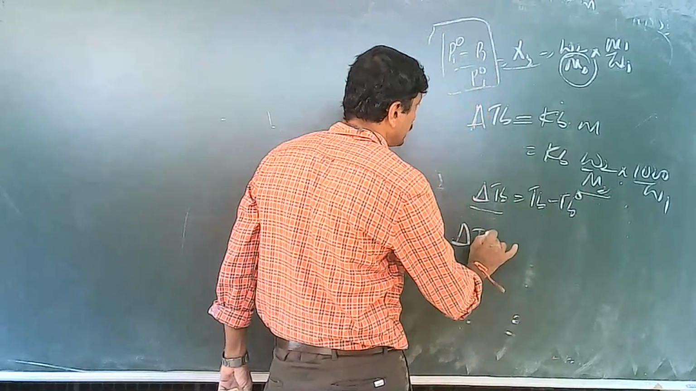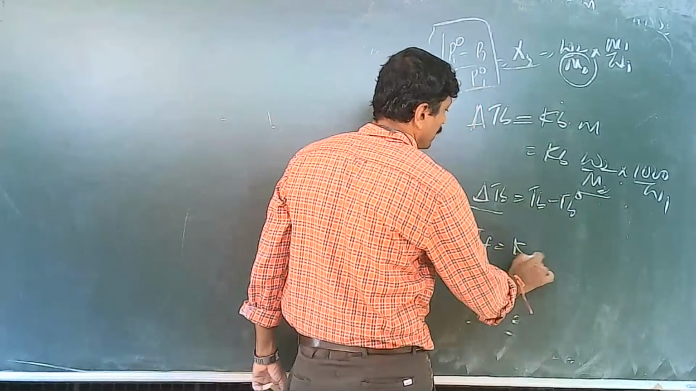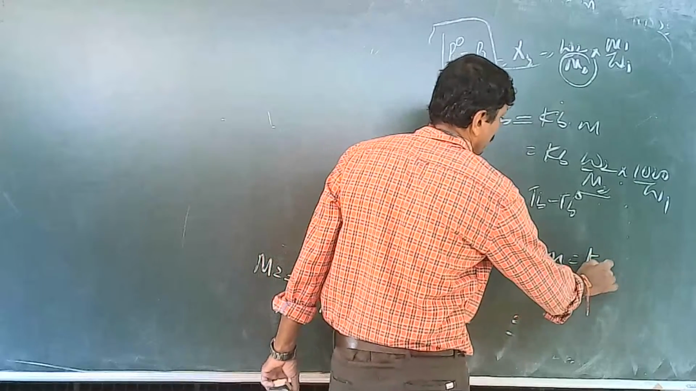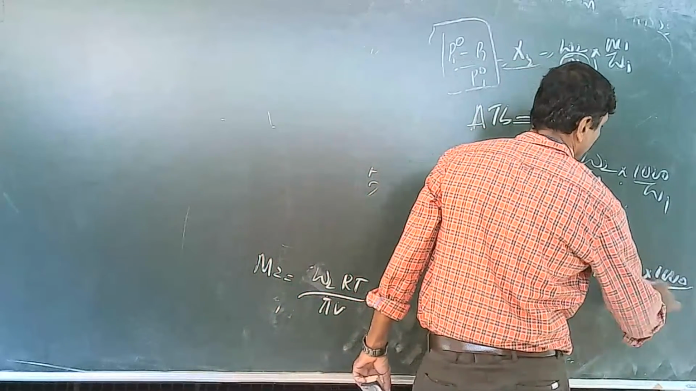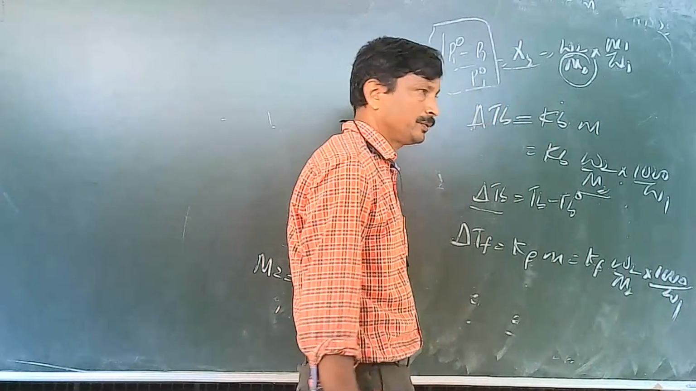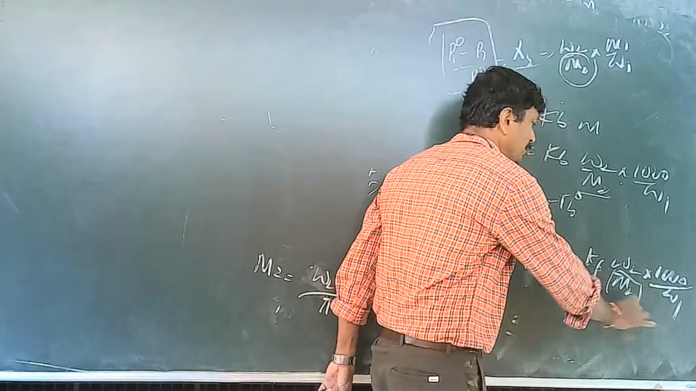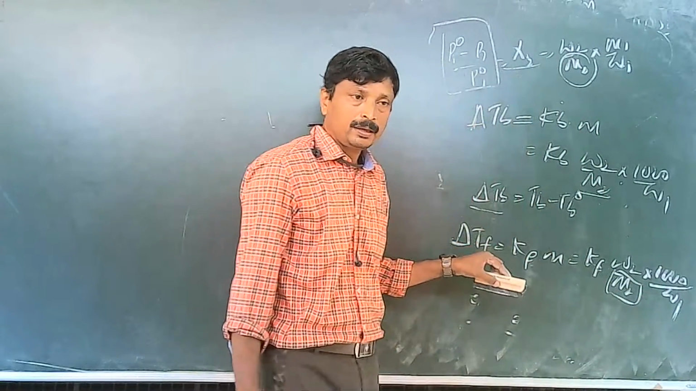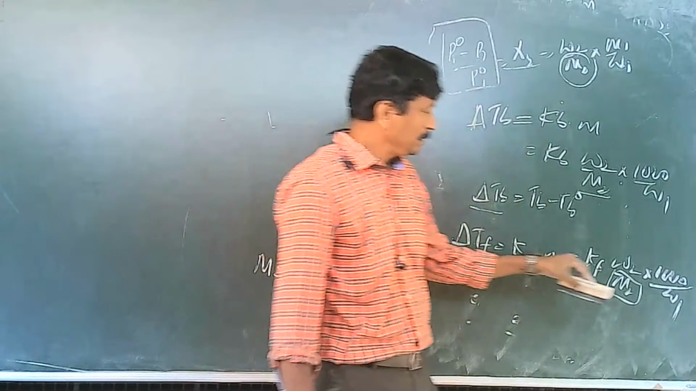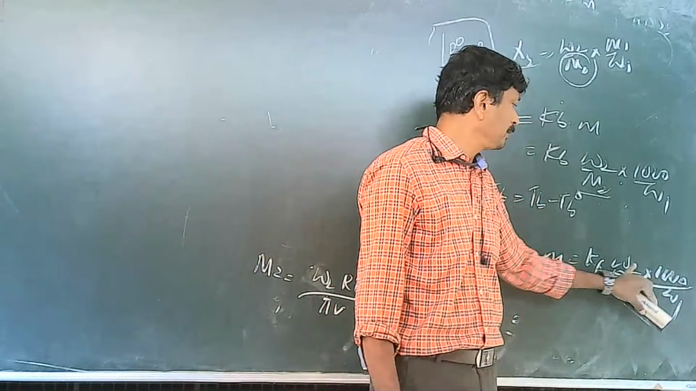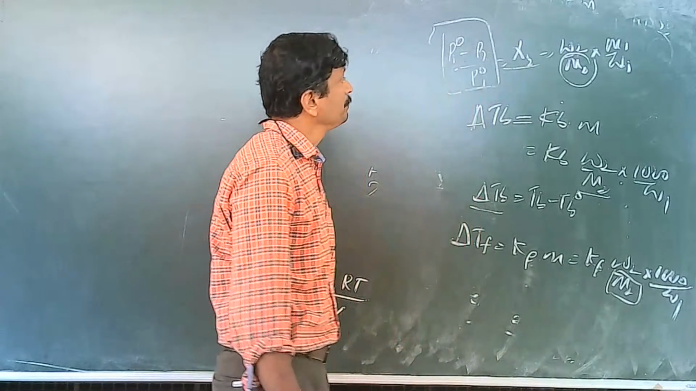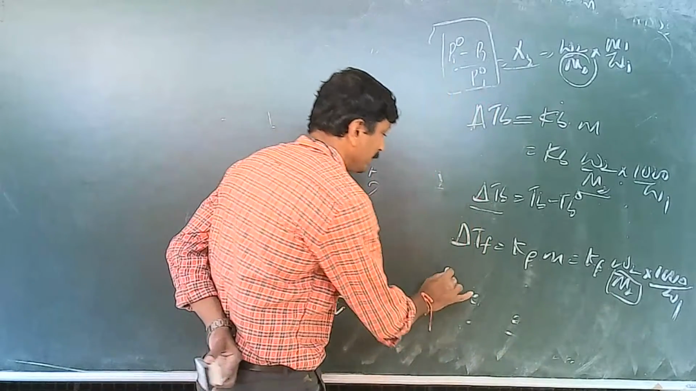Then similarly, we have discussed delta Tf equal to Kf into m, equal to Kf into W2 by M2 into 1000 divided by W1. Here also you can measure the molar mass of the solute by knowing the depression in freezing point, the freezing point depression constant, and W1 and W2.